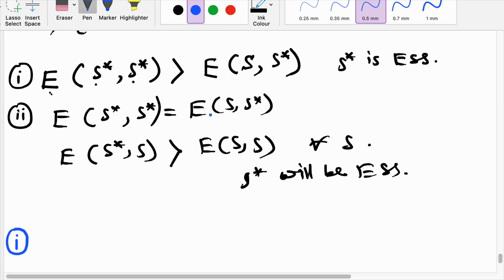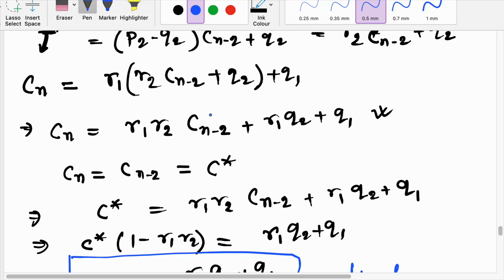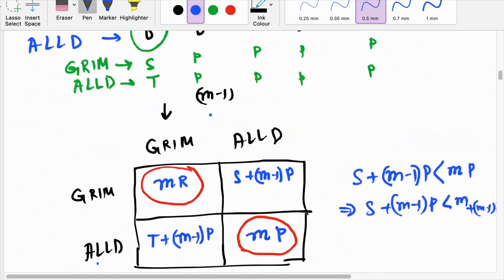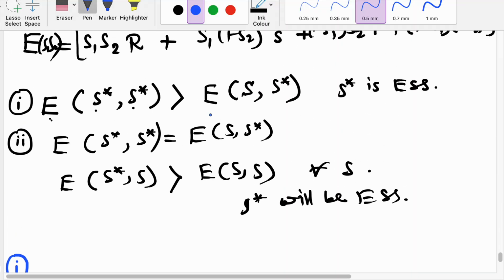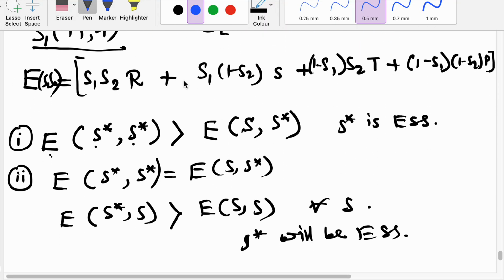Okay, this is the definition of the ESS. So what does ESS mean? If A star is the resident population, now if some mutant comes with strategy S, does this strategy get much more payoff or fitness on average from the resident population? If it does not, then it cannot invade the whole population. Then I will say A star is the ESS. That is the general definition of the ESS.